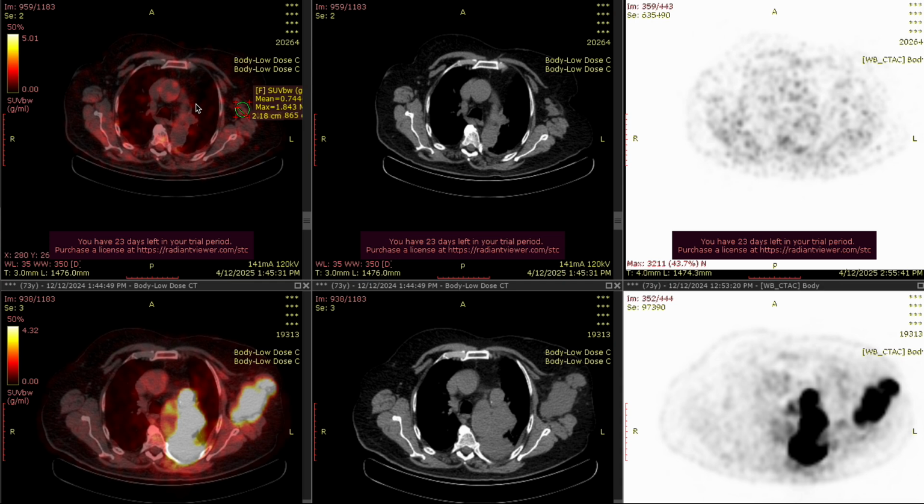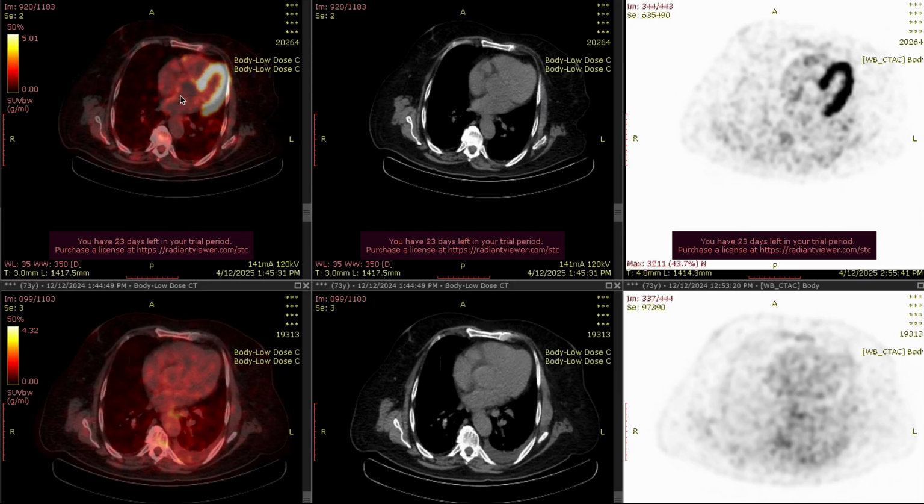If the SUV max in the staging was 20 and it's still 20, it's Deauville 5 and it's stable. If the previous scan SUV max was 20 and now it's 40, it's Deauville 5 and it's progression. So Deauville 4 and 5 depend on the previous staging PET-CT scan. Okay. However, here the SUV max is 1.8, it's less than the liver.